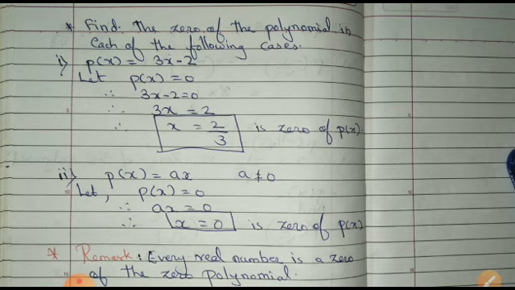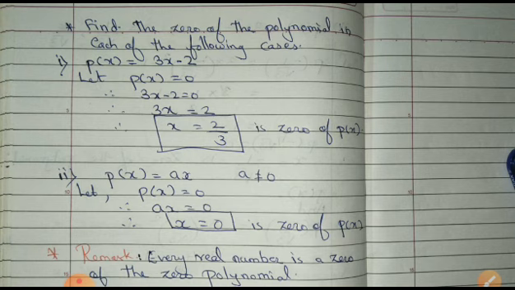Okay. Second question, it is p of x equal to ax. The same procedure. Equate p of x to 0. Then find the value of x. So p of x equal to 0, it implies what? ax is equal to 0, which implies x will be 0 by a. But 0 by a is always 0. So x will be equal to 0. And hence we can say that x equal to 0 is the 0 of p of x.